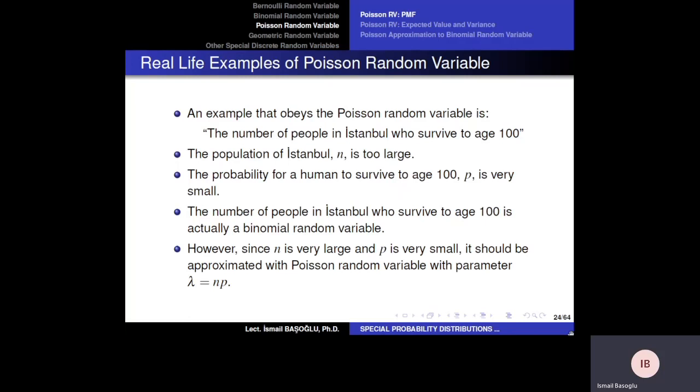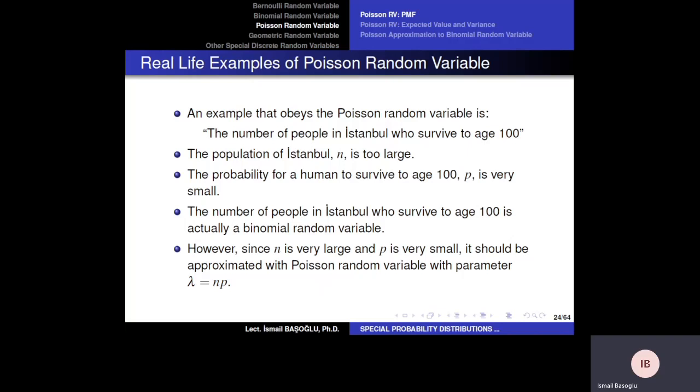Now, let us give some real-life examples of Poisson random variables. So where do we observe Poisson random variable? Actually, in practice, we can observe a Poisson random variable very, very frequently in real life. Okay? So an example that obeys the Poisson random variable is this. The number of people in Istanbul who survive to age 100. Now consider this. There are a very, very large number of people living in Istanbul. And for any person to survive to age 100 is a very small probability.